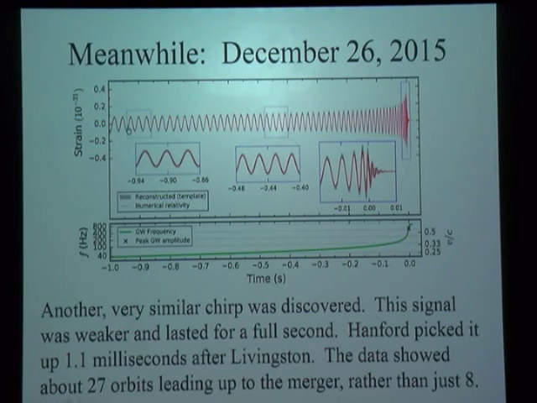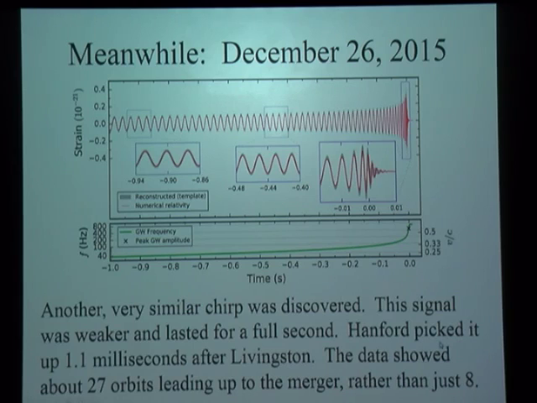And meanwhile, before even the press conference itself, while they were still trying to get their paper through, they got another signal. On December 26, 2015, the day after Christmas, another signal was found, a different signal, but again, another similar chirp was discovered. This one was weaker. It was not nearly as strong as that first one, but it lasted for a full second. It was a much longer signal.